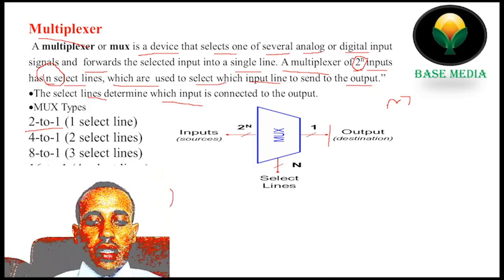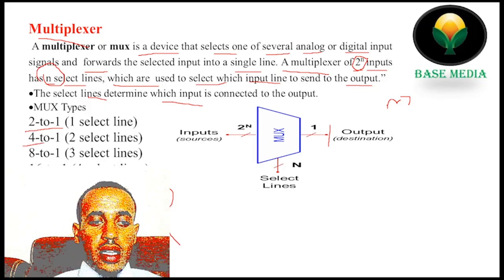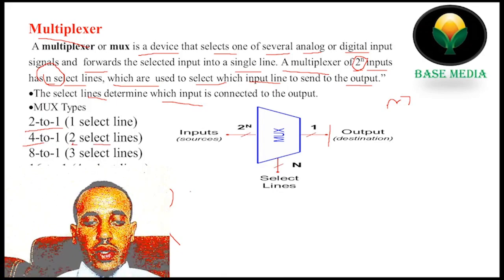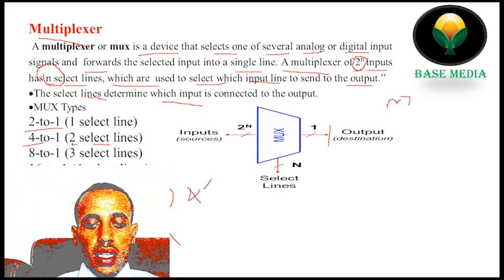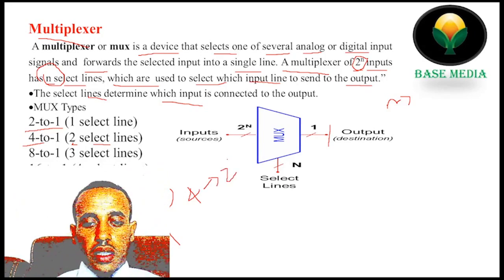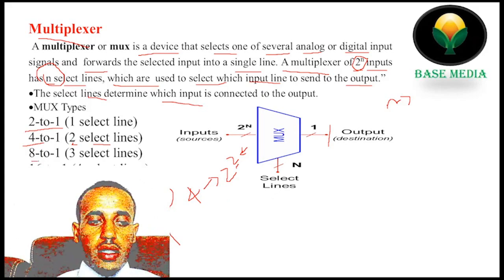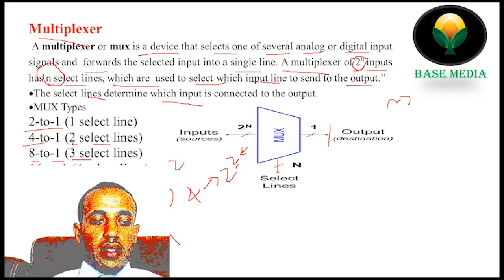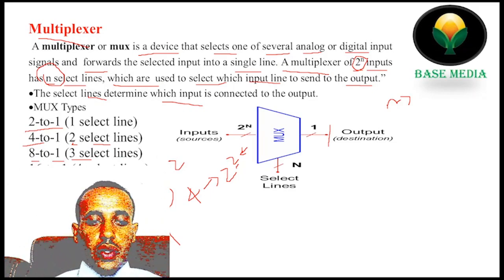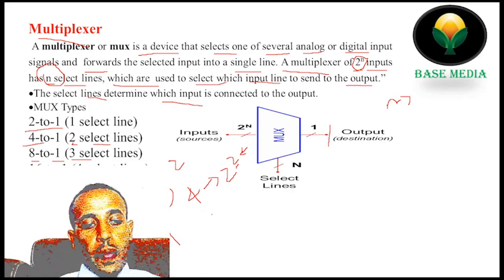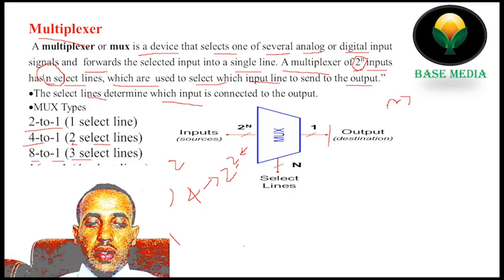So we have one selected line for two inputs. For 4 to 1 we have two selected lines because we have four inputs. This means 2 to the power of 2, so n will be 2. In the case of 8 to 1 we have 3 selected lines because 2 to the power of 3 is 8. So for 16 to 1 we have 4 selected lines because 2 to the power of 4 is equal to 16.